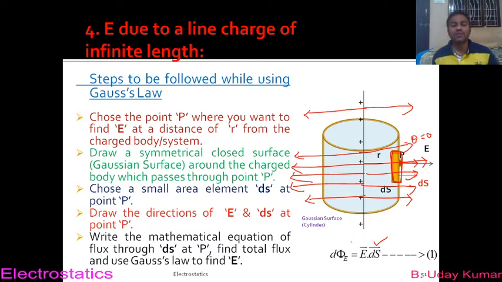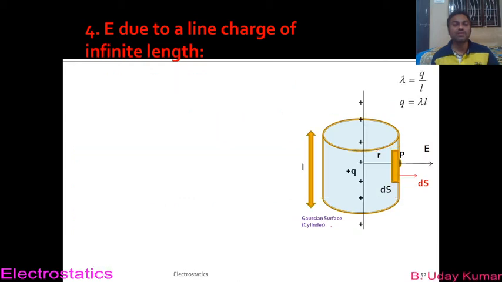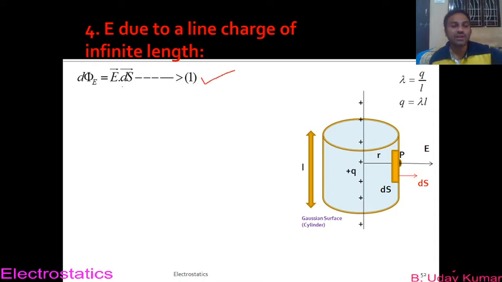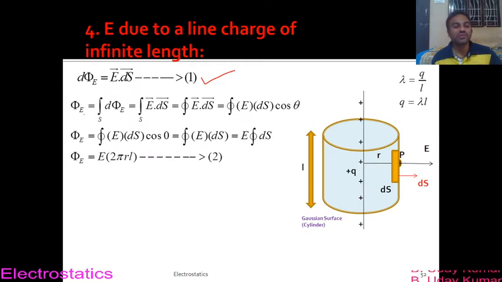Now to find the total electric flux, we just integrate this equation. This is the equation that we have taken from our last slide. So this is the flux that is passing through area element ds. To find the total electric flux, we just integrate this equation. If I integrate it, I get phi e. So now I can write phi e as integral d phi e, which is equal to, from equation 1, d phi e is nothing but E dot ds, right? So you just write it down.